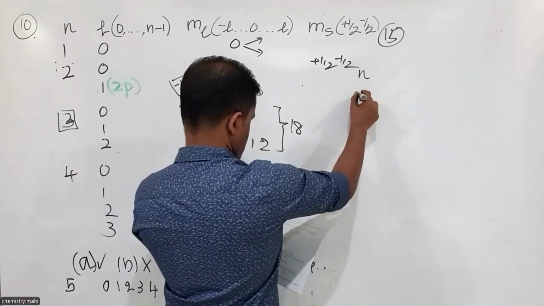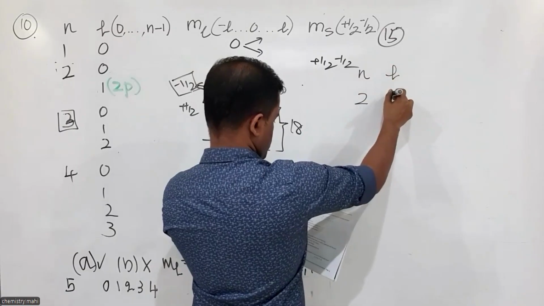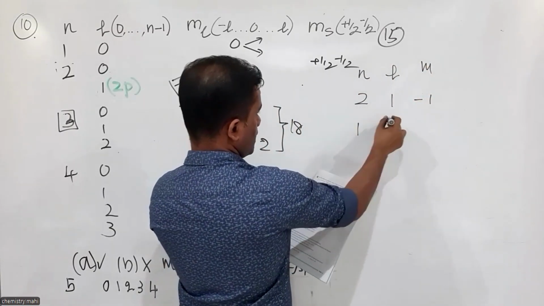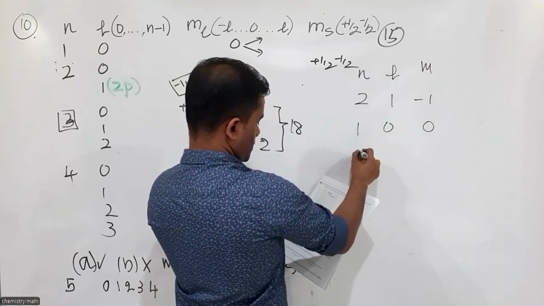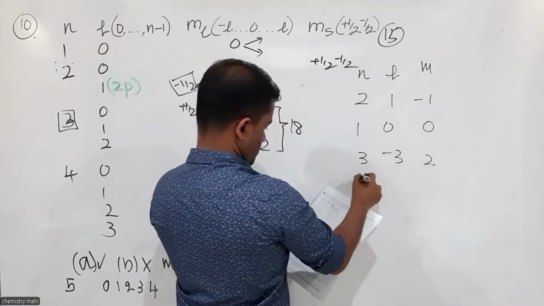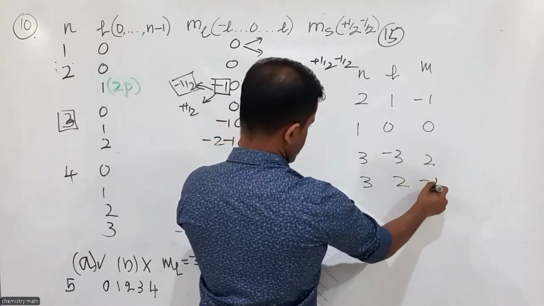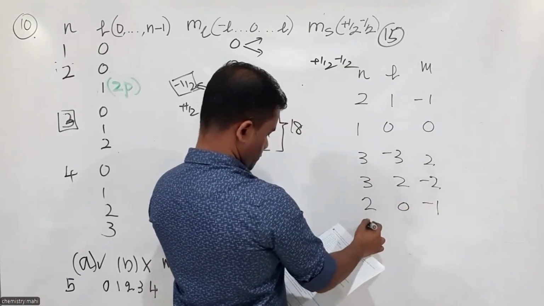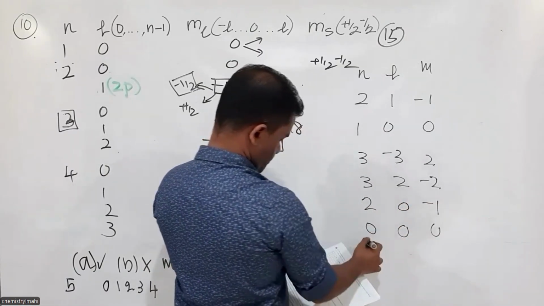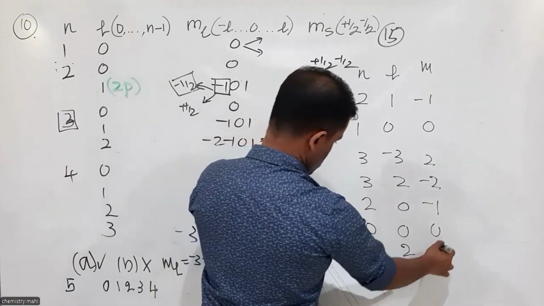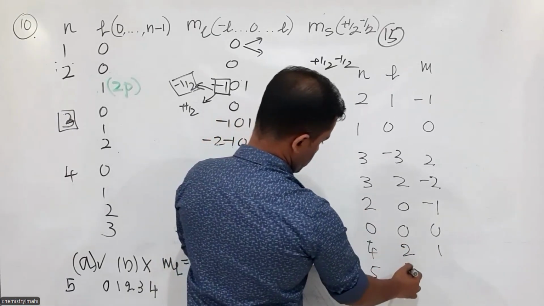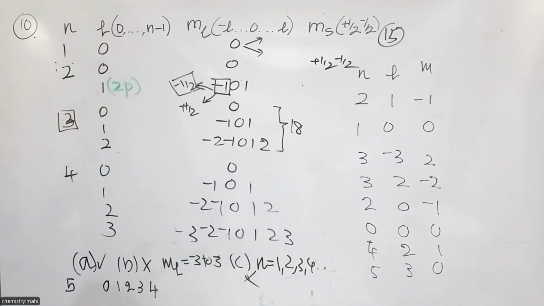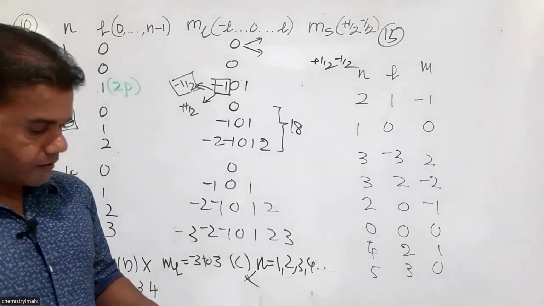n equals 2, l equals 1, ml equals -1. This one 1, 0, 0. This one 3, -3, 2. This one 3, 2, -2. This one 2, 0, -1. This one 0, 0, 0. This one 4, 2, 1. This one 5, 3, 0. These are the combinations given, but they ask us to write the one example given.